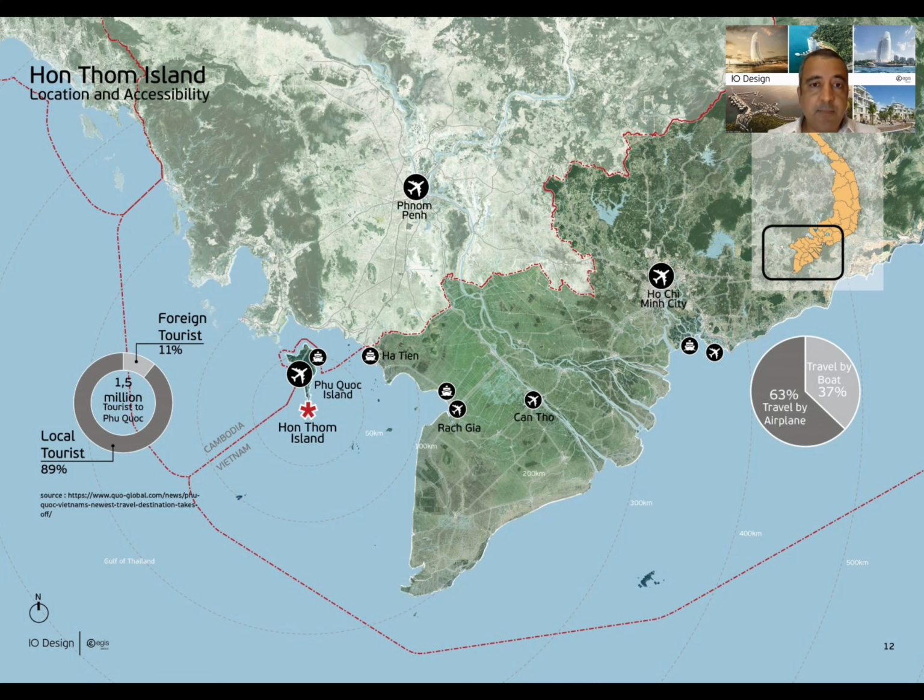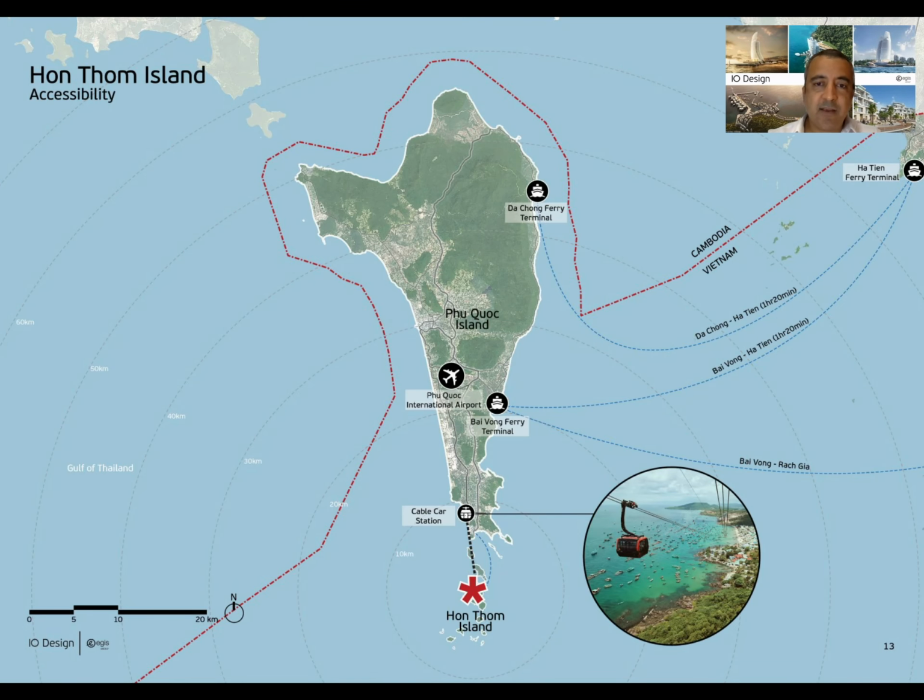So first of all, where is Hon Thom Island? It's a Vietnamese island off the coast of Cambodia, actually, in the south part of Phu Quoc Island. So it's really an island off an island. There is no conventional direct access so far. The most used access to this island is through a cable car that was built by our client as well.